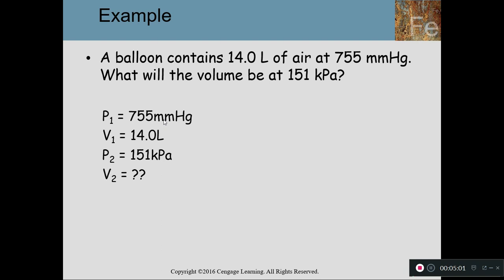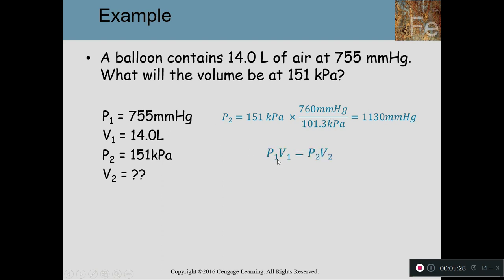So we're going to plug some numbers in, but we got one problem here. The one problem is that one pressure is in millimeters of mercury and the other pressure is in kPa. So we have to convert one to the other in order to make sure they're consistent. So what I did was I took the 151 kPa and I converted it over to millimeters of mercury. So now both my pressures are in the units of millimeters of mercury.